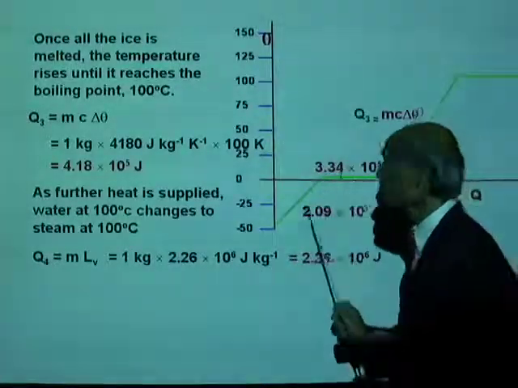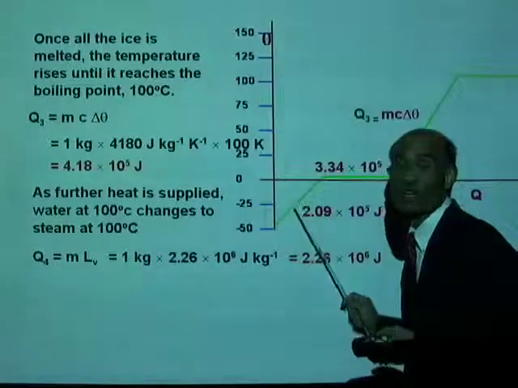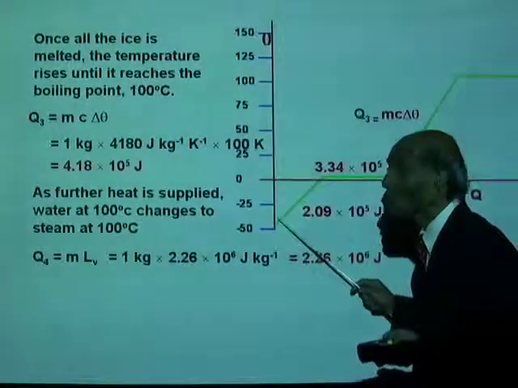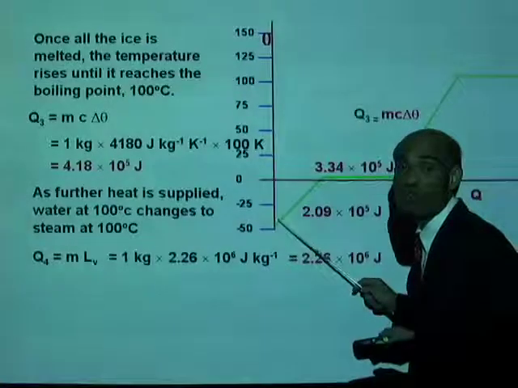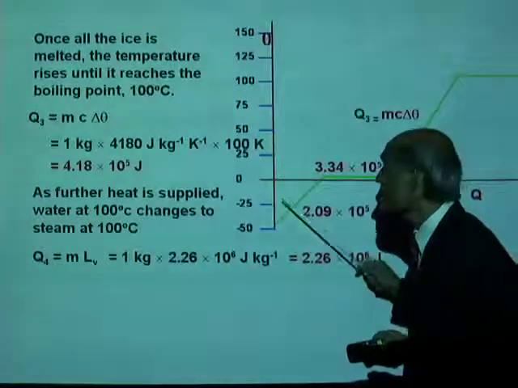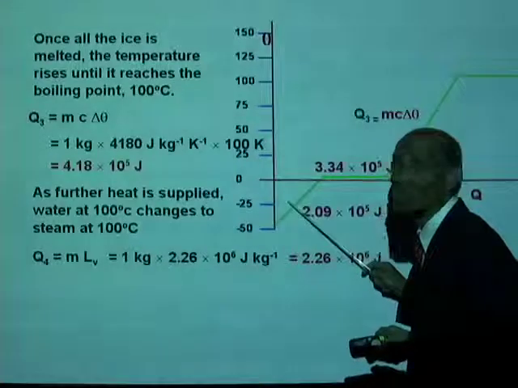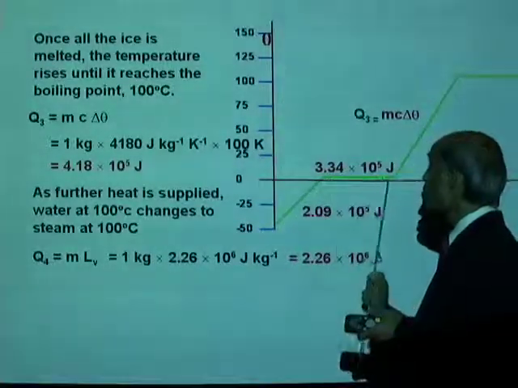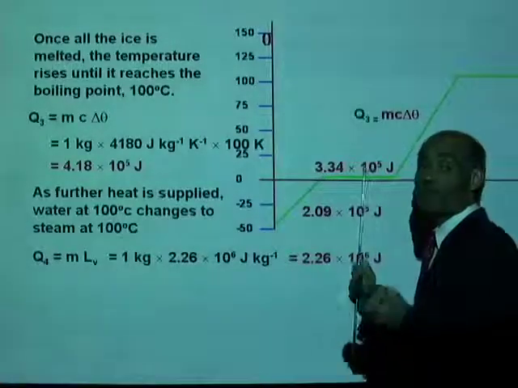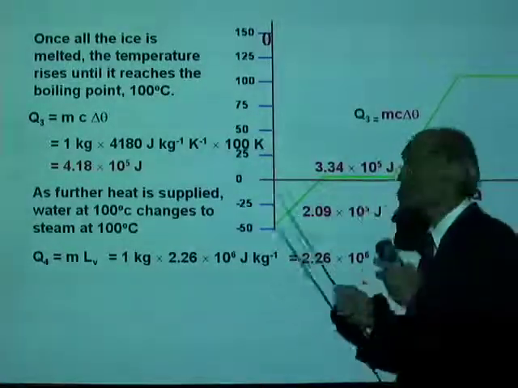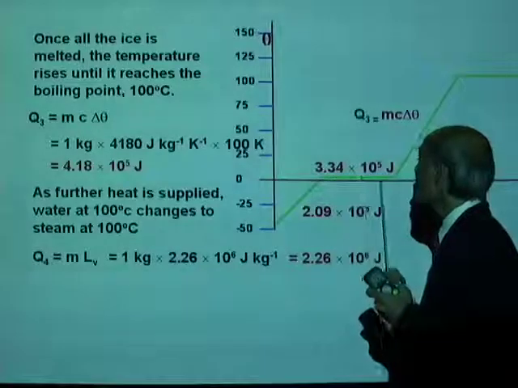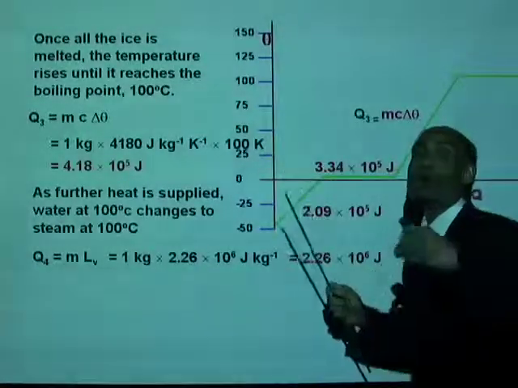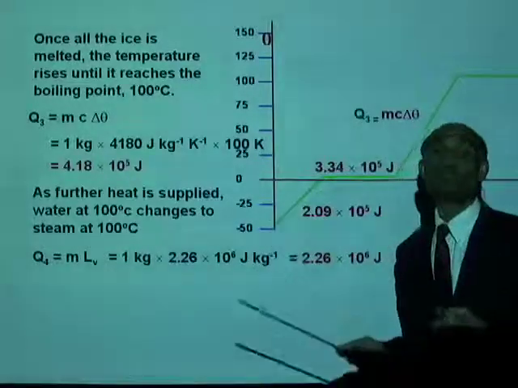Alright, so I want you to watch this and learn this very well. When there is a temperature change, the amount of heat absorbed or liberated is mass times specific heat times change in temperature. When there is no change in temperature, that happens during a change of state, the amount of heat absorbed is mass times latent heat of either fusion or vaporization.